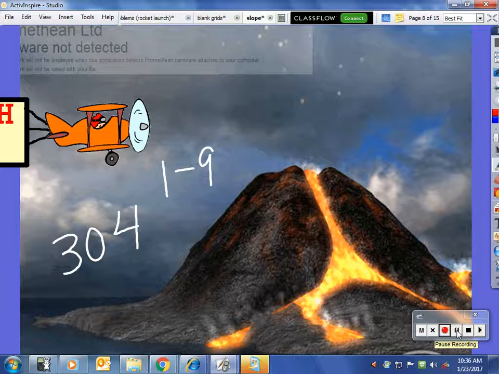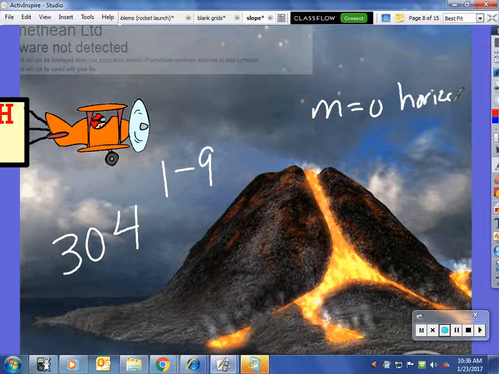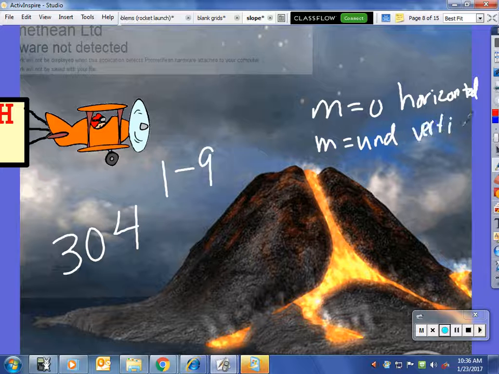Okay, if it's horizontal, then horizontal and vertical lines don't need two words. They just need either horizontal or vertical. So if you end up with a slope of 0, your only description will be horizontal. If you end up with a slope that's undefined, your only description will be vertical. Because those are special cases. Good question.